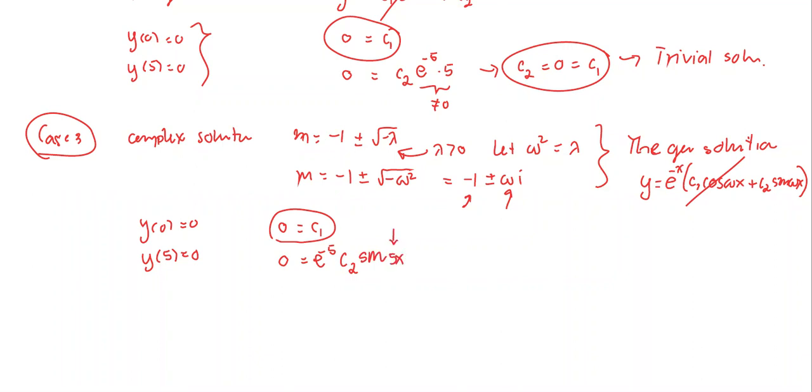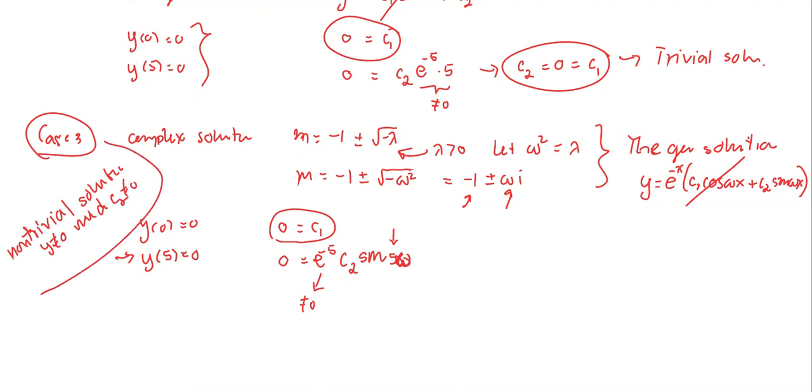I keep saying 0 about the condition at 0. So the second condition here, x equals 5. Now this is 5 omega. Okay, 5 omega. So with this, the exponential is not 0, it's always positive. For the non-trivial solution, the case that y is not equal to 0, we're going to need c2 not to be 0.